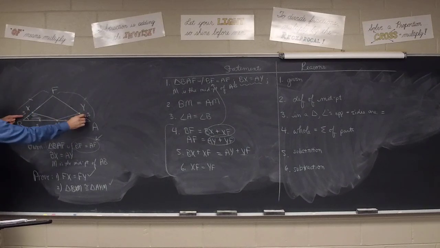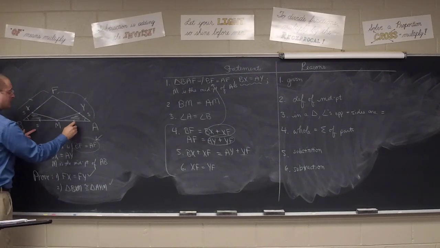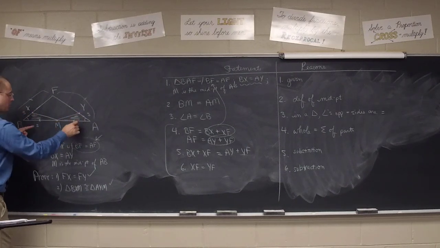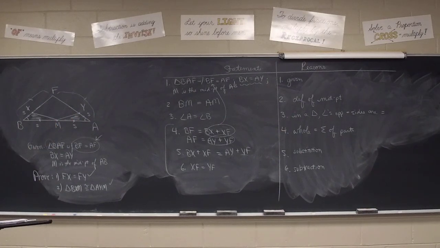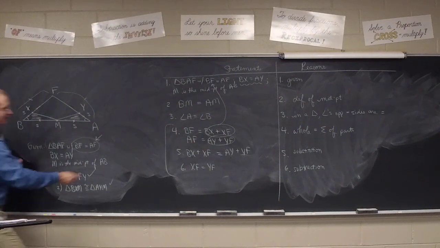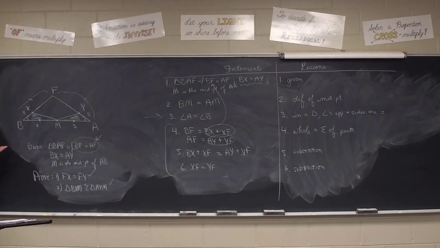YA is equal to BX, and MA is equal to BM. Okay, so we got a couple sides equal here, a couple sides equal here. So all we really need is a couple of angles, but we got those two now, don't we?